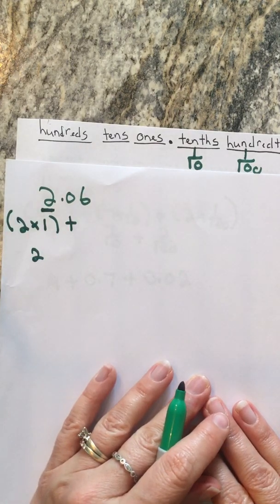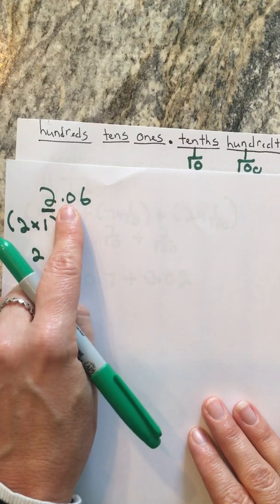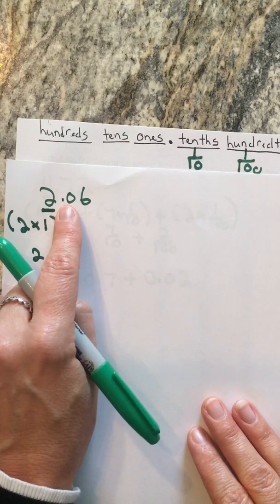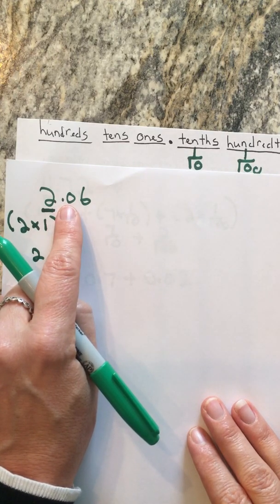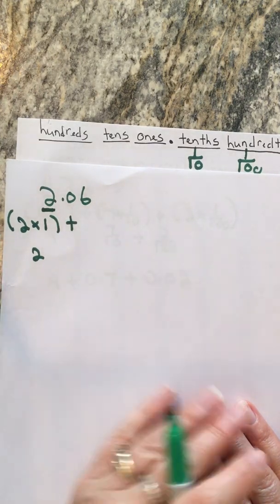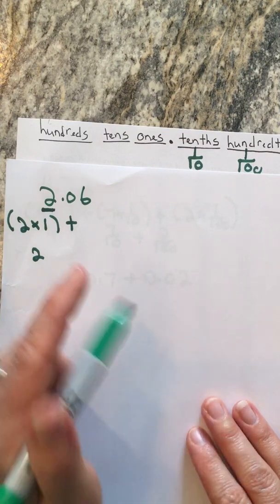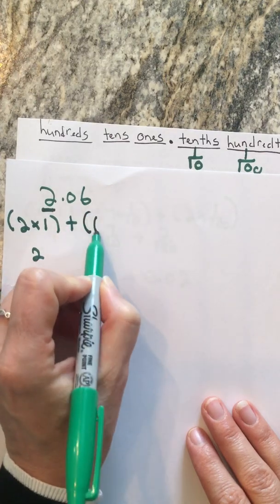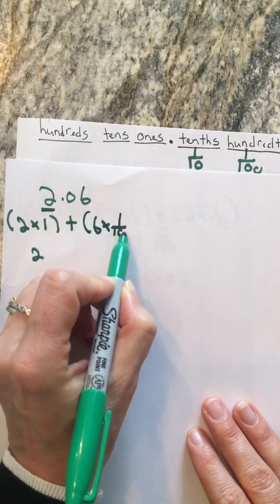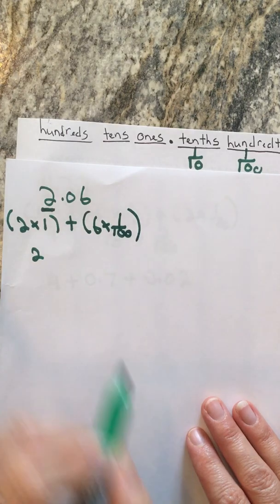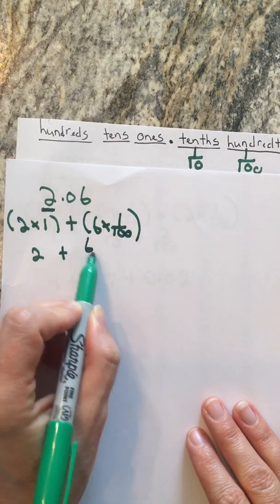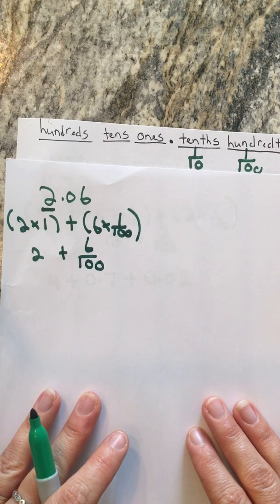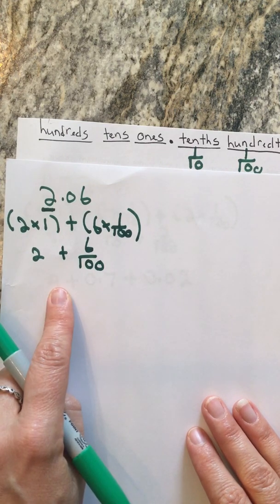Then I'm going to go to my next place value, which is the tenths. So there's nothing there. It's a 0. And we know that 0 times anything is just 0. So it doesn't have a value. We don't even have to represent it. We're going to skip that. Then I come to the hundredths place. Well, I have 6 of them. 6 times 1/100th is the same as 6 hundredths.